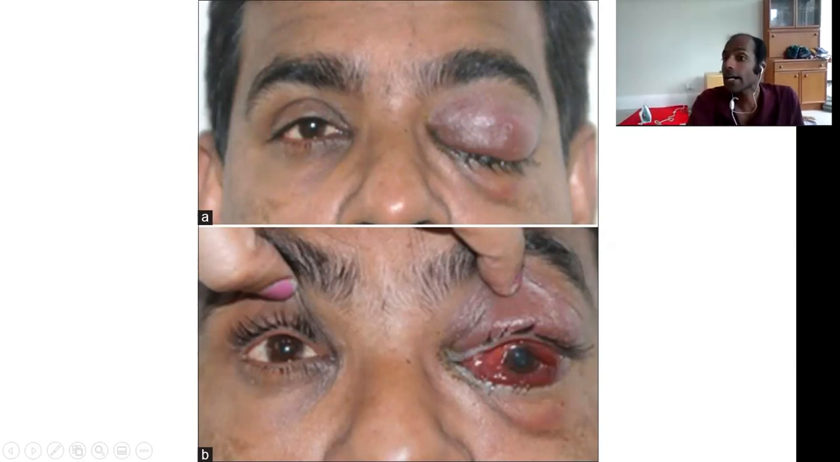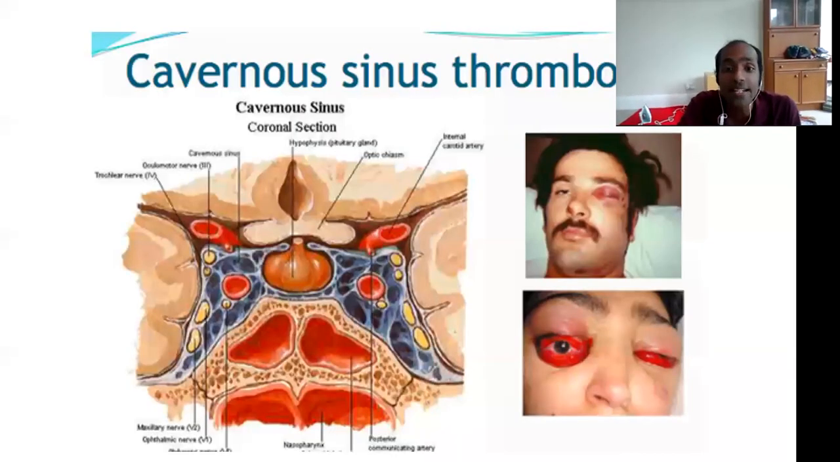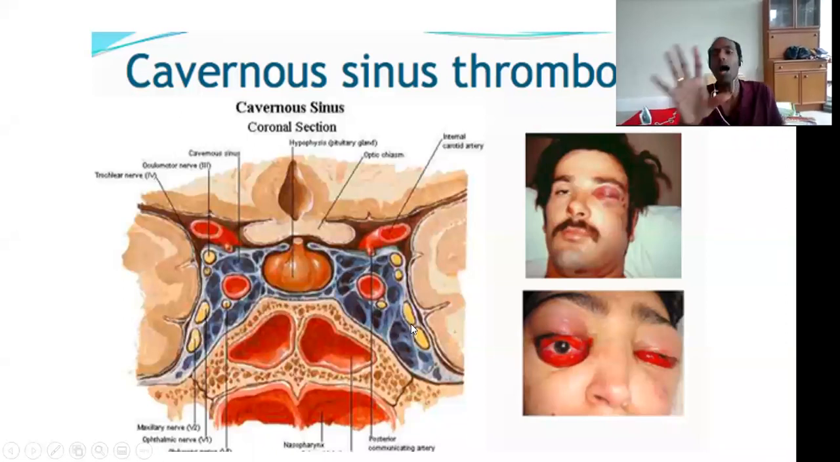Another point, in cavernous sinus thrombosis, you might get bilateral signs. What is the reason for that? In the second picture, you see that. Because it communicates to the other side. So sometimes you get bilateral signs. In the exam and in any third nerve case that you encounter, they are going to ask this.